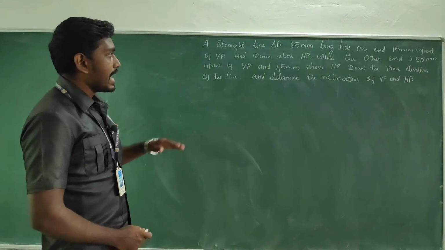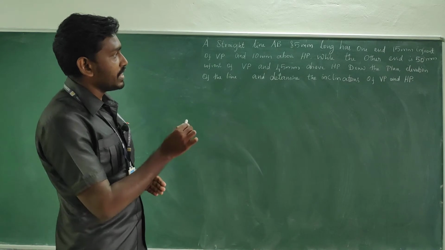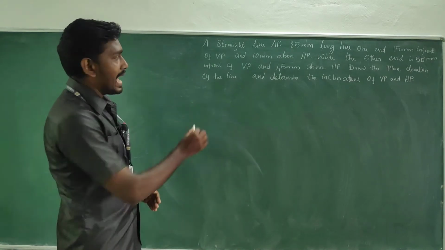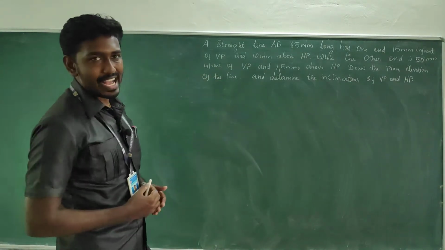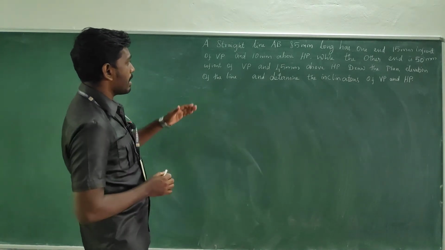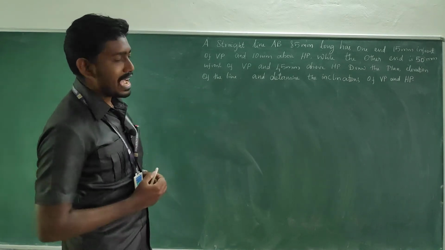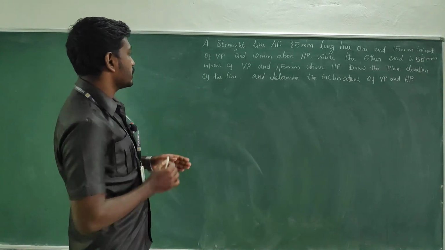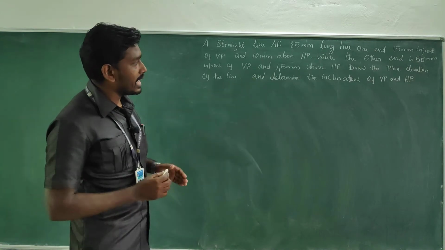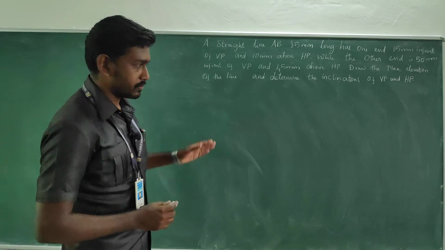A straight line AB 85 mm long has one end 15 mm in front of VP and 10 mm above HP, while the other end is 50 mm in front of VP and 45 mm above HP. Draw the plan and elevation of the line and determine the inclinations to the VP and HP.